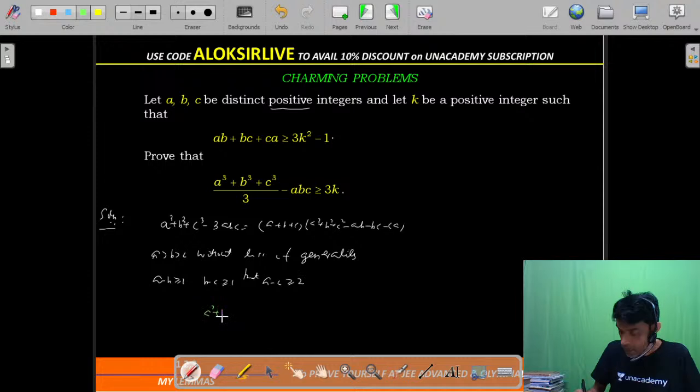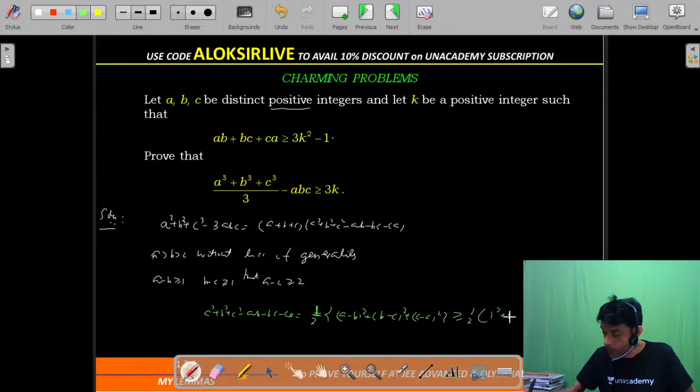a squared plus b squared plus c squared minus ab minus bc minus ca is half times (a minus b) squared plus (b minus c) squared plus (c minus a) squared, which is greater than or equal to half times. And you see, this is 1 squared, 1 squared and 2 squared, that's 6 in total, so half of it. So we get that this is greater than or equal to 3.